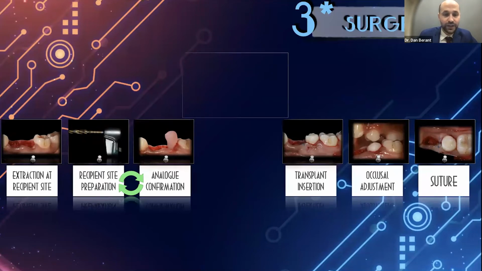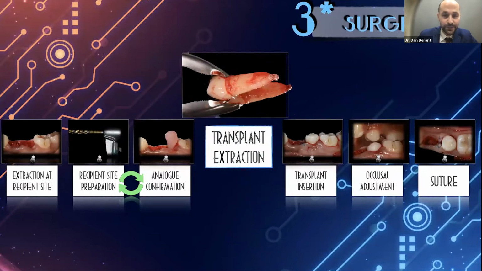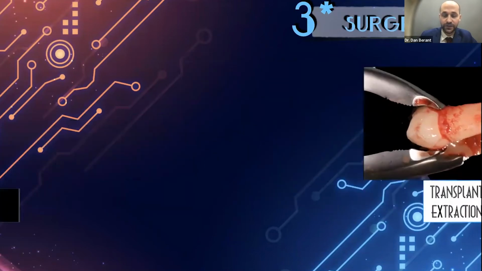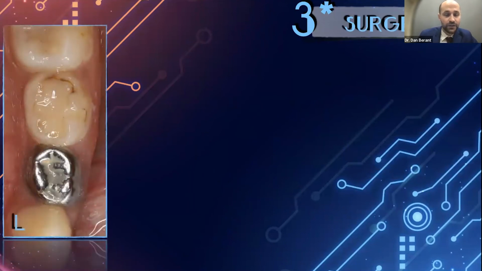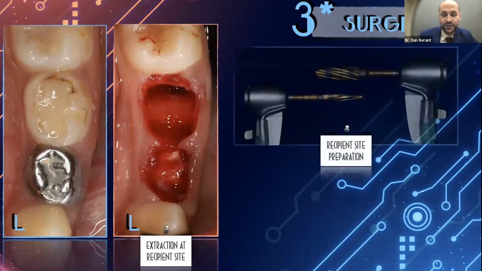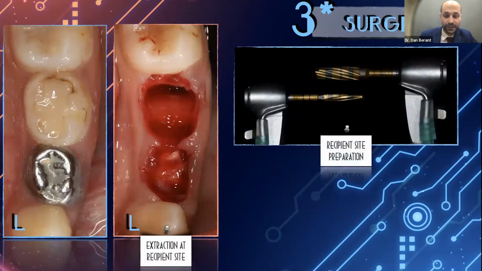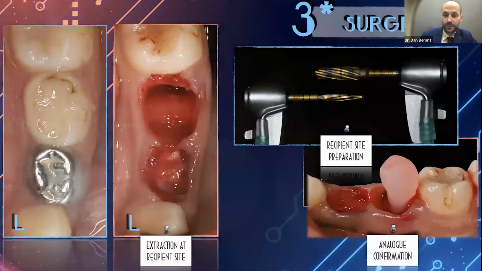And so after you get it to a point where the analog fits, we can proceed with the transplant extraction, insertion, suturing, and making sure that it's outside, out of occlusion. So let's take a closer look at the case where we can see the extraction of the primary teeth, recipient site preparation using implant drills, and then using the analog to confirm whether or not we have enough space.